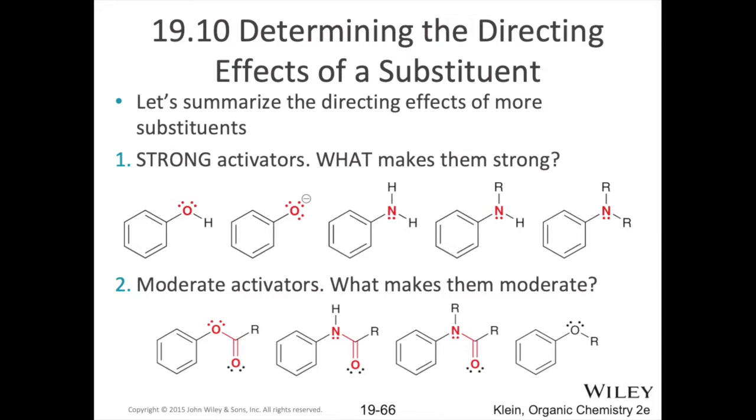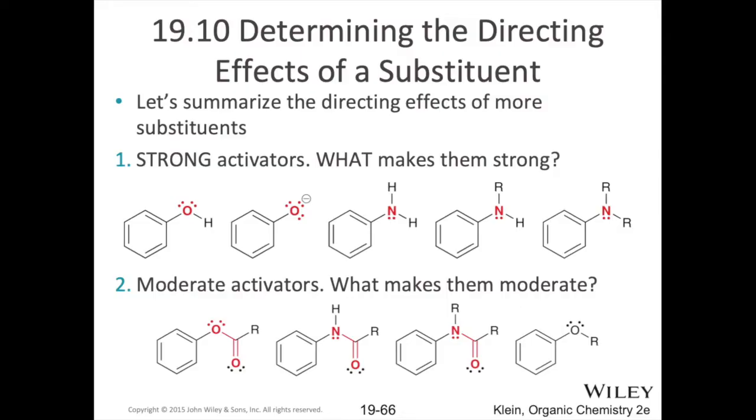We have an oxygen or nitrogen attached to that benzene ring, but notice that these oxygens and nitrogens have groups attached to them that don't really have anywhere else for those electrons to go. These electrons can't go towards this hydrogen or this R group, so they have to get pushed towards the ring. Basically, those lone pairs can be used to push that electron density into the ring. Next up, we have moderate activators.